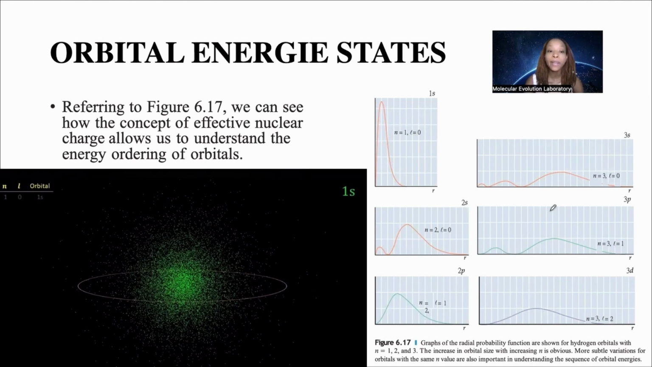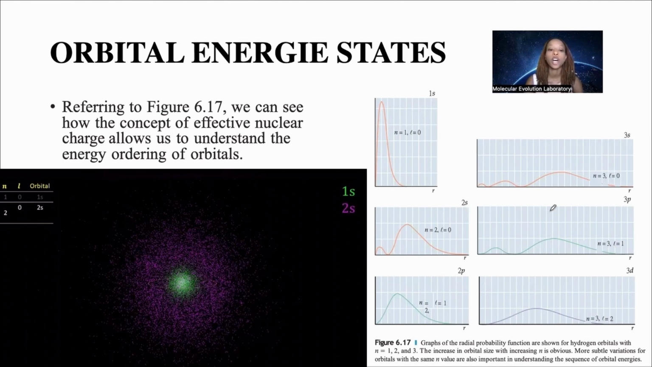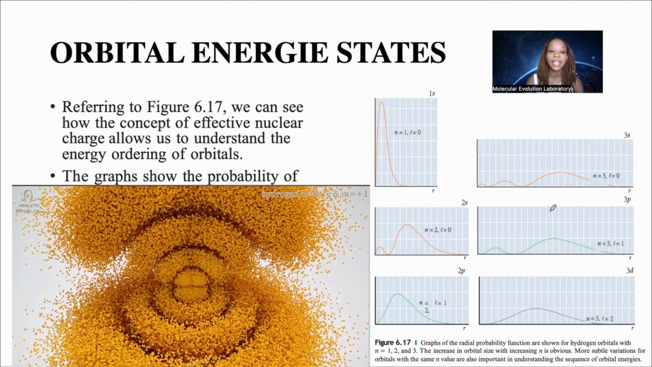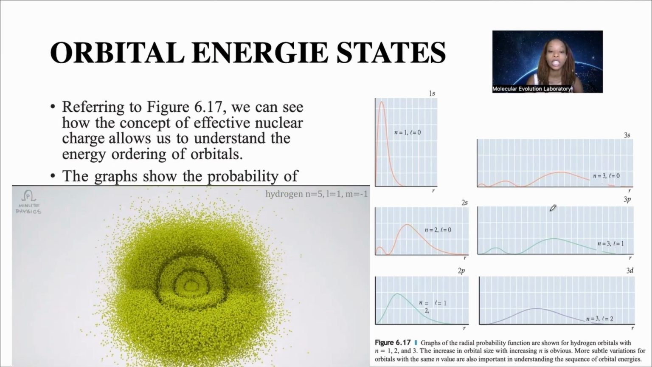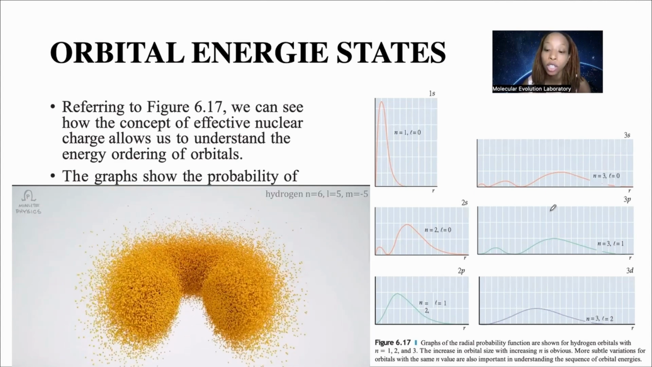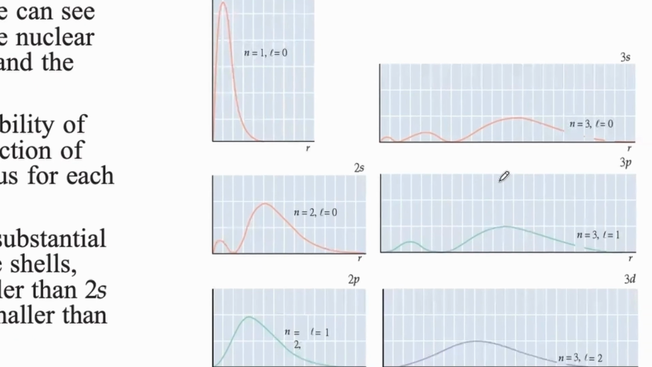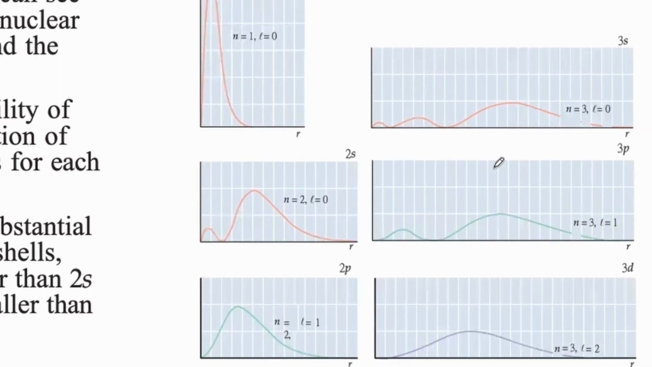The graph shows the probability of finding an electron as a function of distance from the nucleus for each subshell up to n=3. It is obvious that there are substantial size differences between shells, such that 1s is notably smaller than 2s and 2p, which in turn are smaller than 3s, 3p, and 3d. The graphs of the radial probability function are shown for hydrogen orbitals with n = 1, 2, and 3. The increase in orbital size with the increase in n is obvious.